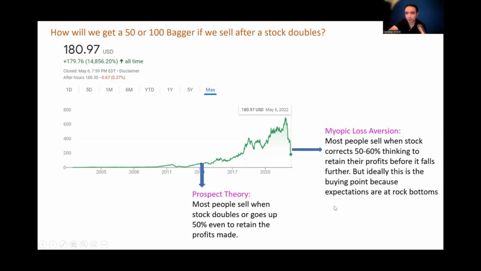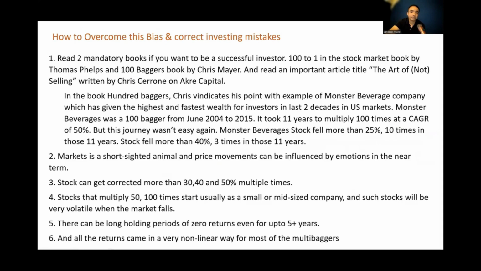This is what I'm trying to explain, right? So that's prospect theory in action. And another question I had is, how will we get a 50-bagger? If somebody bought a stock at, say, $20 in 2010, it is a 50-bagger, or a 100-bagger from the last decade. So nobody would have got it if you sold at 2 times, 3 times. You will never get a 100-bagger, right? Think through that: how to overcome the prospect theory bias and loss aversion bias, and how to correct these mistakes.